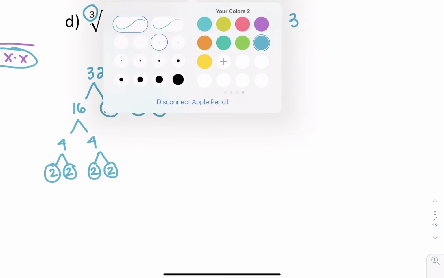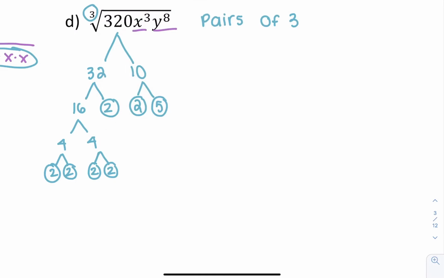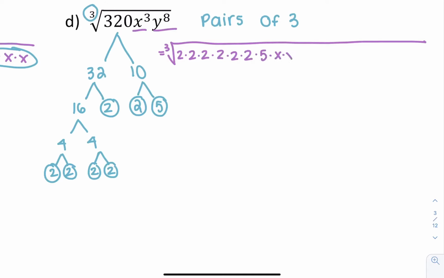Now, notice we have x's and y's, so we're going to have to figure out how to deal with those. So we're looking for cube root. 1, 2, 3, 4, 5, 6. So we've got 6 of these 2's. We've got a 5. We've got 3 x's. And we have 8 y's.